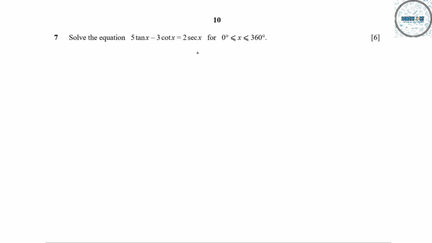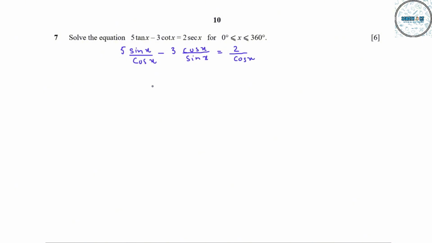Question number 7. Solve the equation 5 tan x minus 3 cot x is equal to 2 sec x for x greater than or equal to 0 degree and less than or equal to 360 degree. First of all, we will simplify this equation. In place of tan x, we can write sin x upon cos x. In place of cot x, we can write cos x upon sin x. In place of sec x, we can write 1 upon cos x.